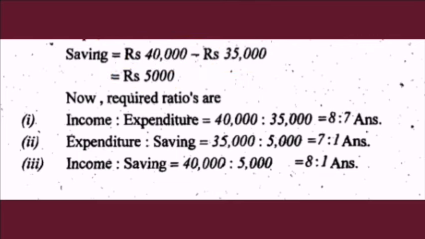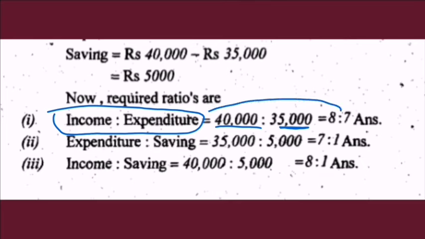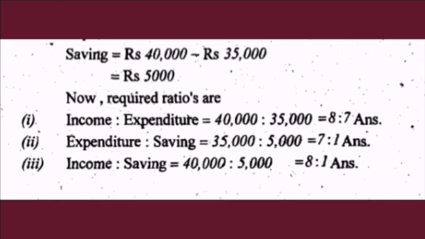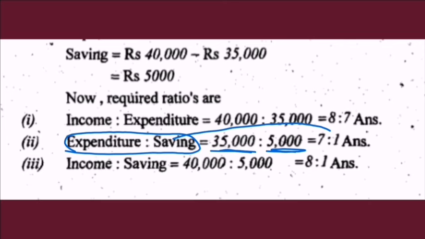Now the required ratios are, income to expenditure, which is equal to 40,000 ratio 35,000. By simplification, we get the ratio between income and expenditure is 8 ratio 7. Now the ratio between expenditure and saving: expenditure is 35,000 and saving is 5,000. By simplification, we get 7 ratio 1. Now income to saving ratio: income is 40,000 and saving is 5,000. So the income to saving ratio is 8 ratio 1.